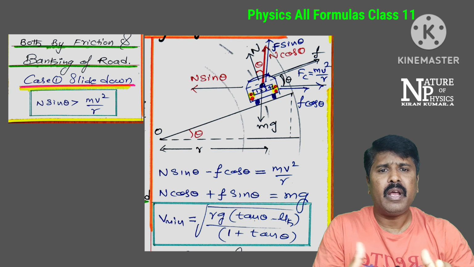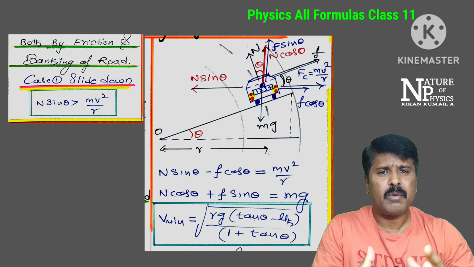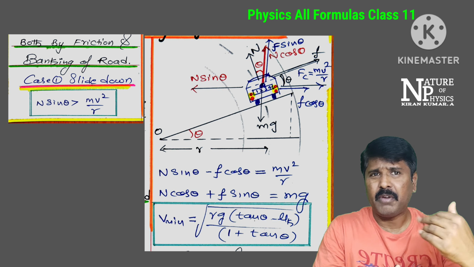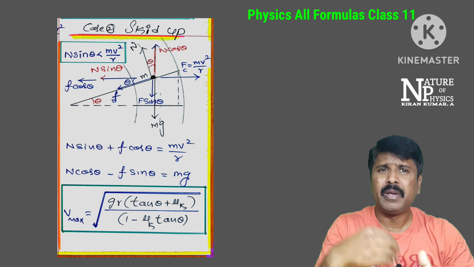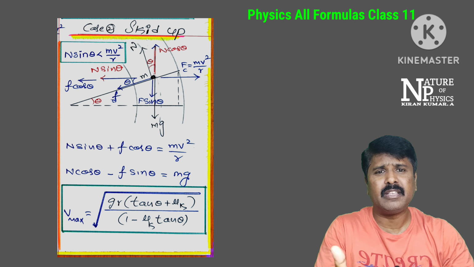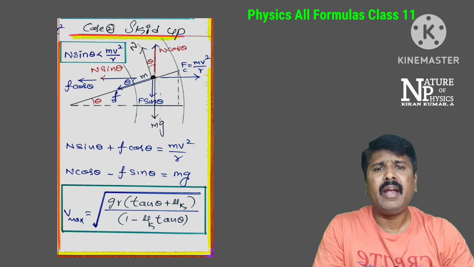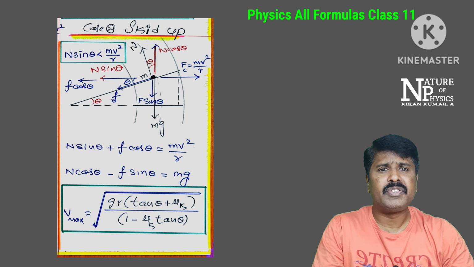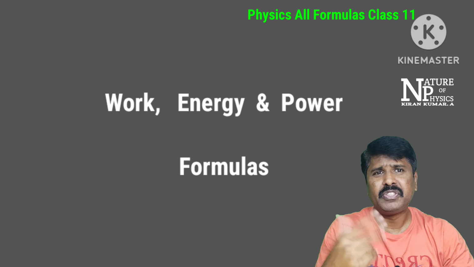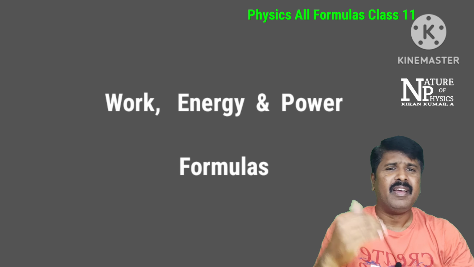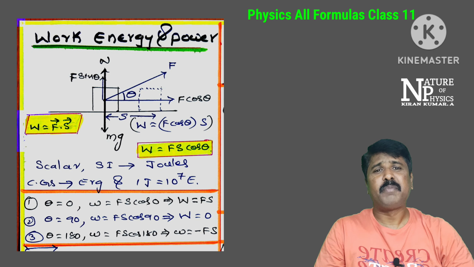So skid down, I got the minimum velocity formula I gave you, including diagram. Everywhere diagram proof only I gave you. You can easily understand comparing to other. Okay, and next one also maximum velocity I gave you in the two cases by friction and also banking of road. Next topic is work, energy and power.